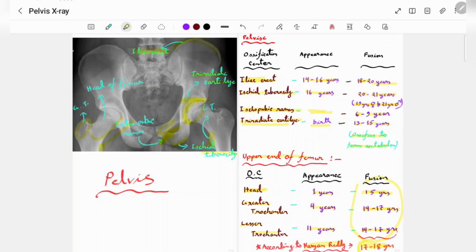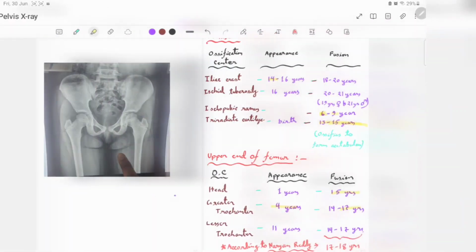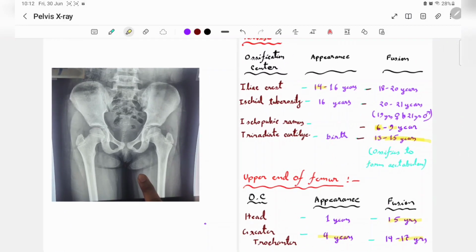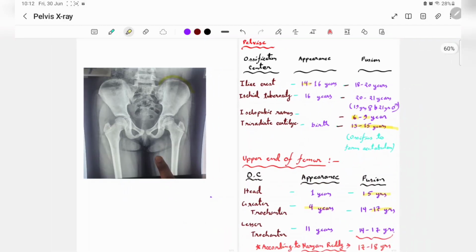So let's see some X-rays. Now let's see this X-ray. Here is the absence of the iliac crest, because it is a rough surface. As it is a rough surface, we can say that the iliac crest is absent. The iliac crest is not appearing yet. As the iliac crest has not appeared yet, we took the upper limit of it. So he or she is less than 16.